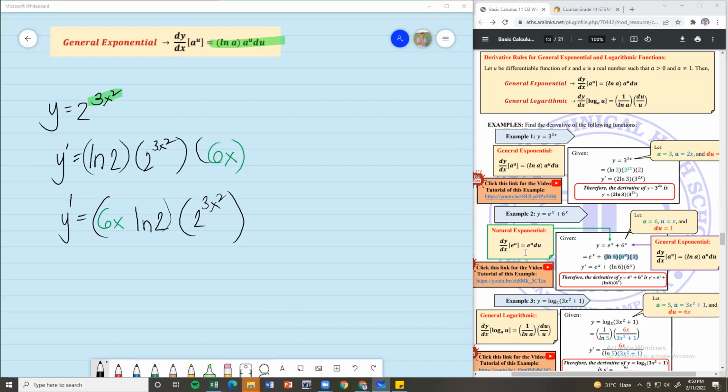Good. It's easy. Like I said, you just have to practice. Okay? Next, general logarithmic naman tayo. General logarithmic is also easy. Because you'll also just follow this formula.